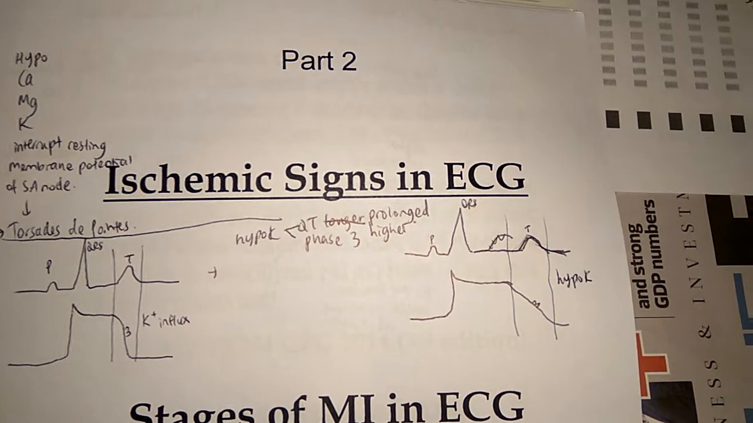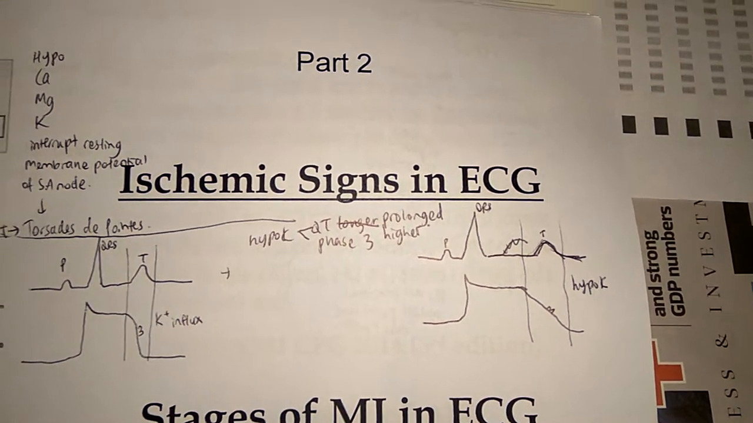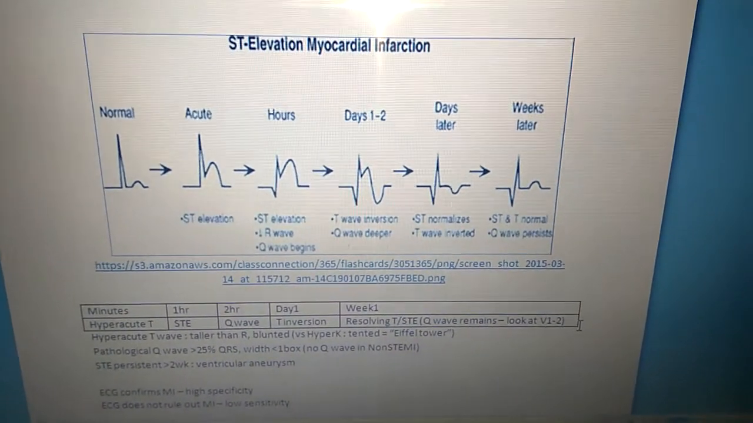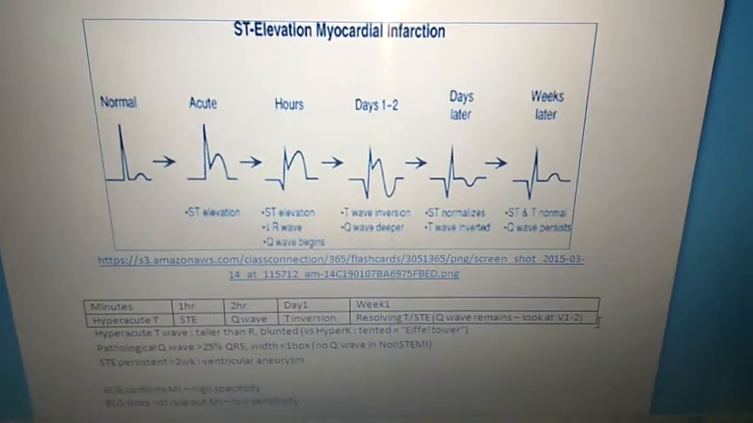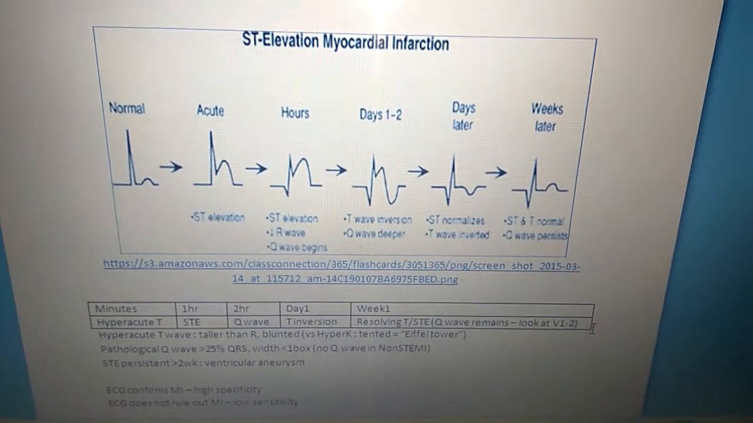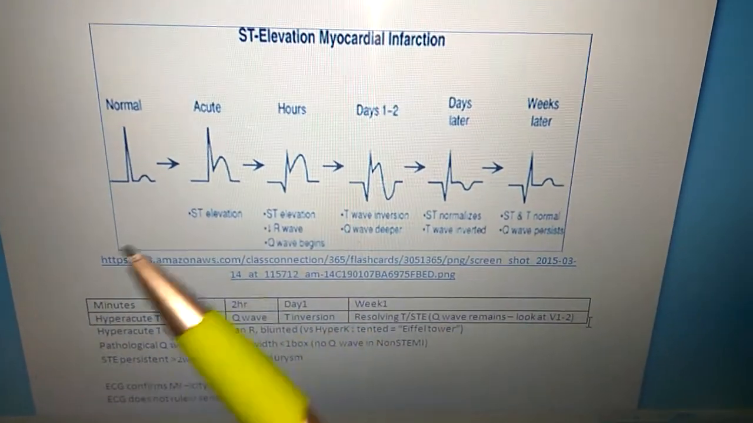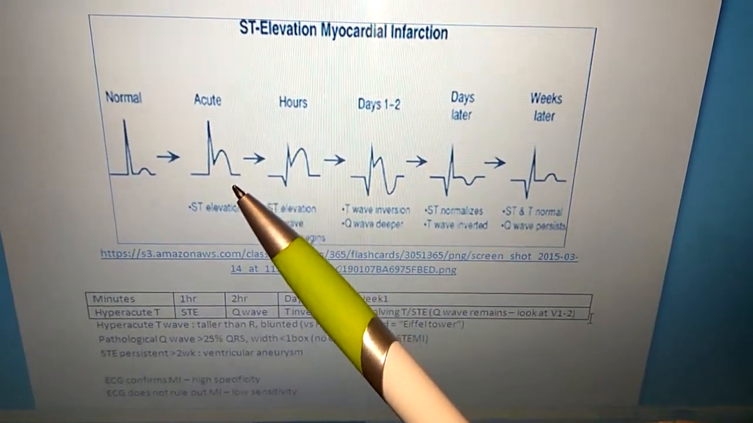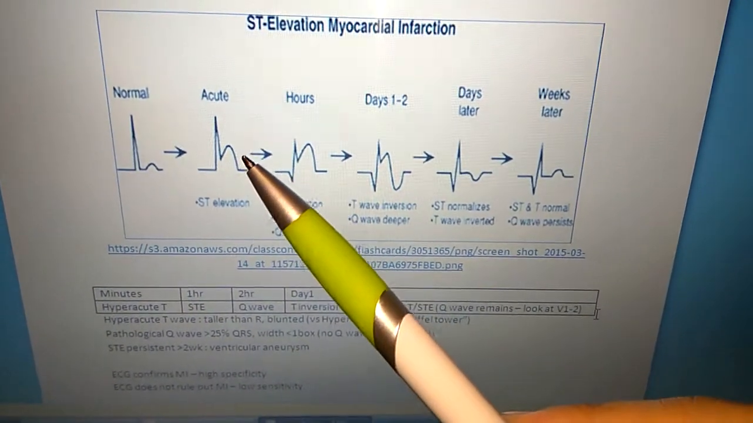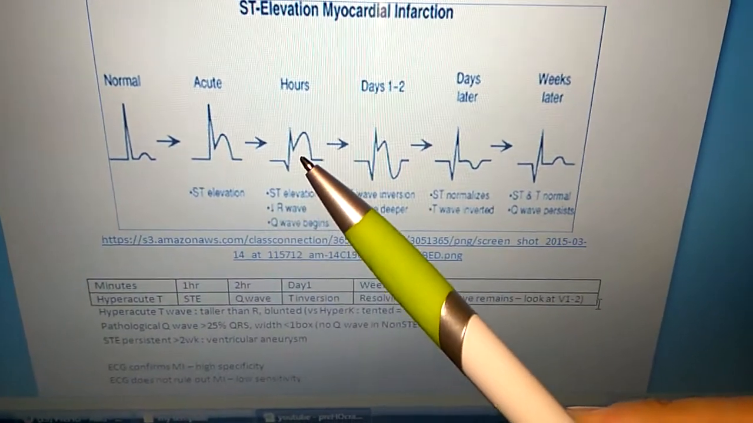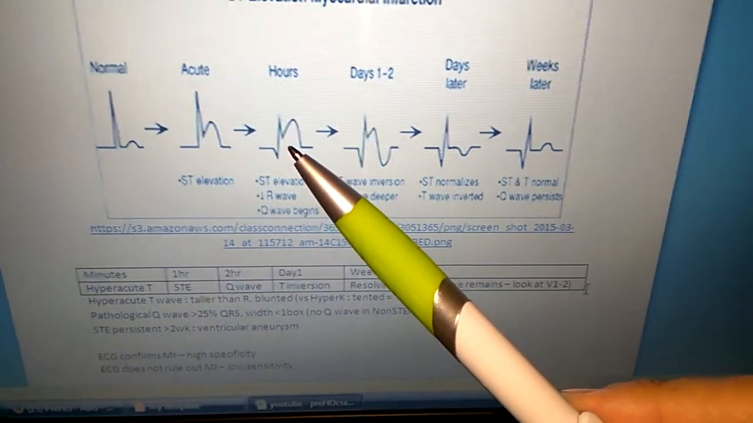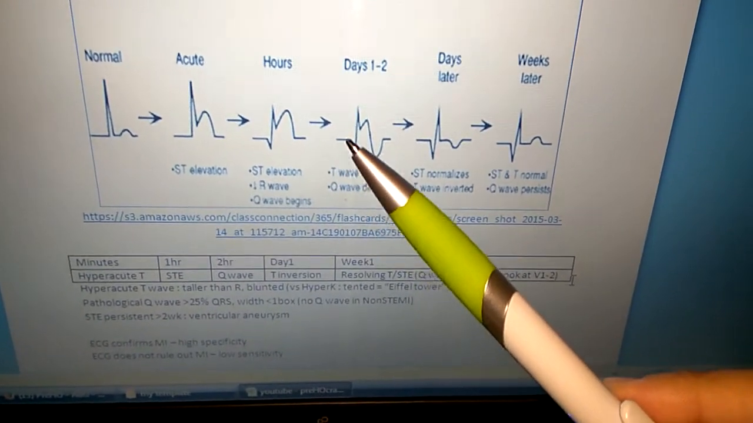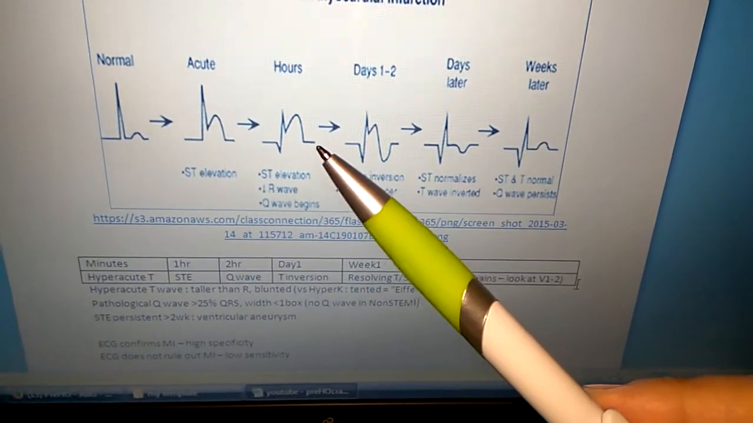Alright, let's discuss ischemic changes in ECG. Progression of ST elevation in MI. First, within minutes, we can see hyperacute T, which is a tall peaked T. It can be more than R. And then after 1 hour, we can see ST elevation. After 2 hours, only then we can see Q wave.